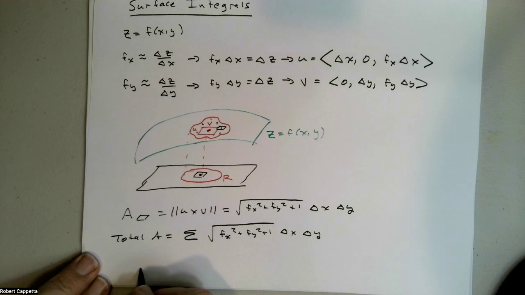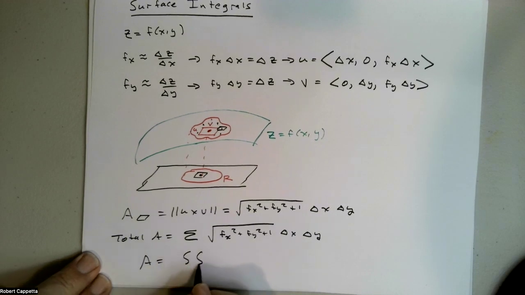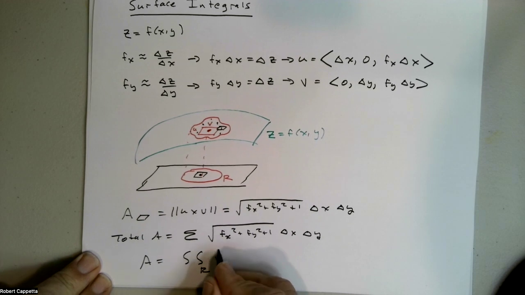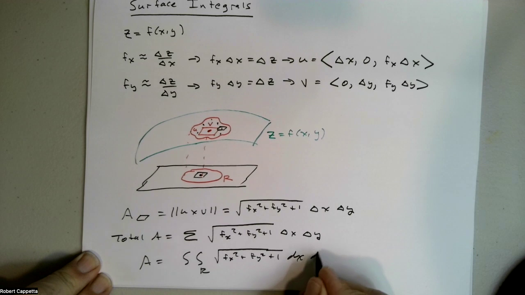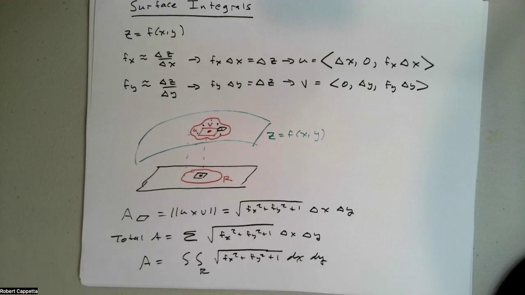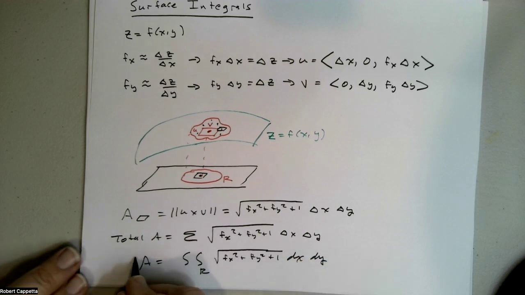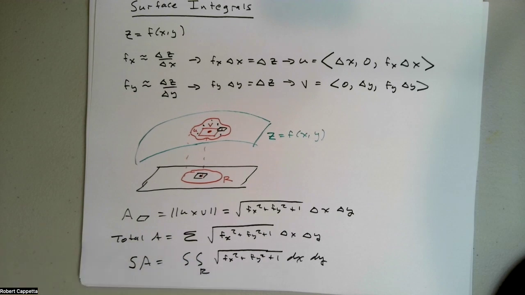And then our total area will be the double integral over the region R of the square root of f sub x squared plus f sub y squared plus 1 dx dy. And this is going to be the surface area. So I'm going to go ahead and change that to an S because that's the direction we're going to want to look at it. Yes, that is the area of the portion of the surface that is above that region R.